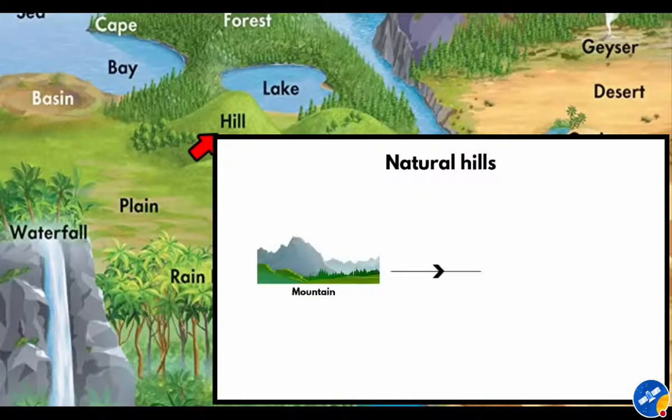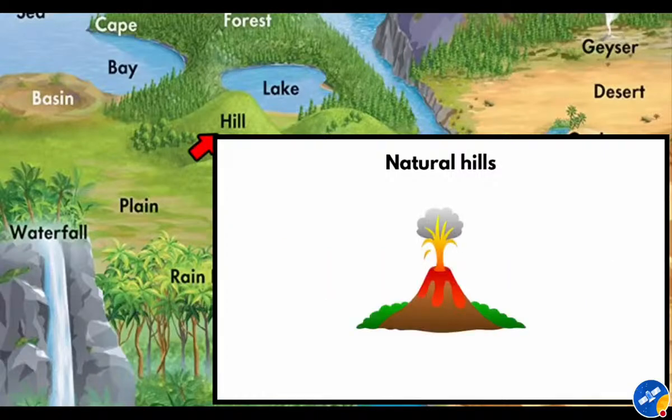Hills can be created by erosion. A mountain which is bigger than a hill can be worn down by erosion. What I'm trying to say is, hills may have once been mountains that were worn down by erosion over many thousands of years. Hills can also be formed due to volcanic eruption. When a volcano erupts, it releases large amount of lava. When this lava gets accumulated at one place in multiple layers, it turns into plateau.